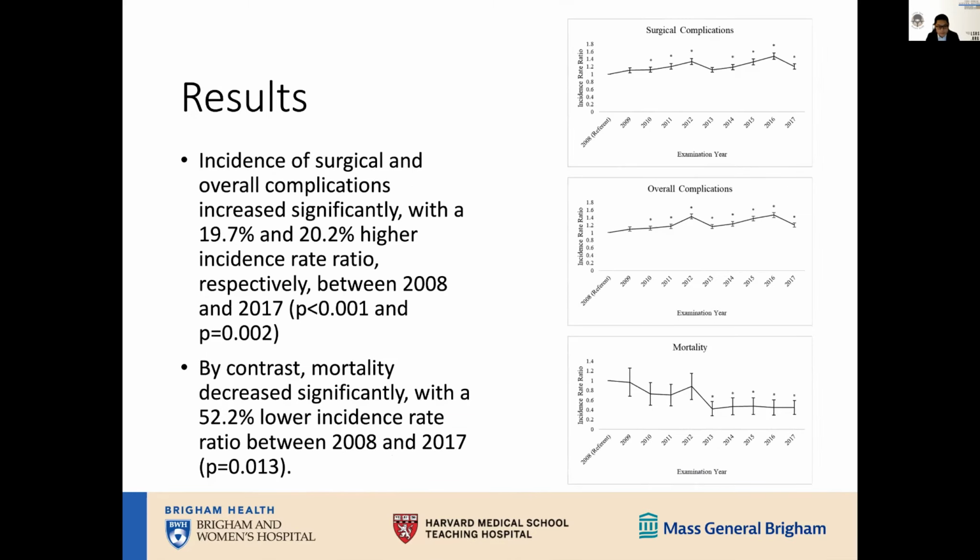When we looked at incidence of surgical and overall complications, we noted that over this study period, the incidence of both of these increased significantly, with a 19.7% and a 20.2% higher incidence rate ratio, respectively, for surgical and overall complications between 2008 and 2017. By contrast, we noted that mortality decreased significantly, with a 52.2% lower incidence rate ratio of mortality between 2008 and 2017.